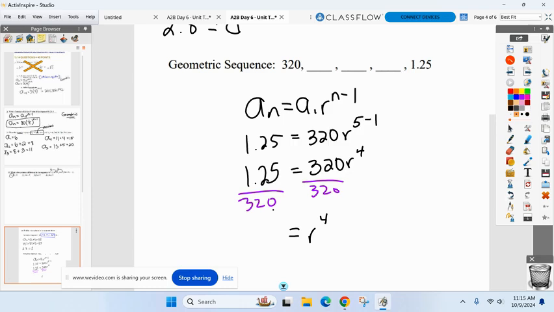Is that what everyone's getting in their calc? Yeah. 1.25 divided by 320. That says it's not real. It doesn't give a fraction. So you've got to go up and hover over. Oh, 1 over 256. It does say it's not real.